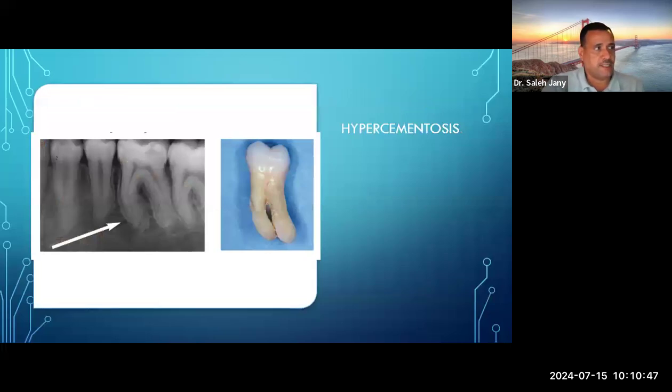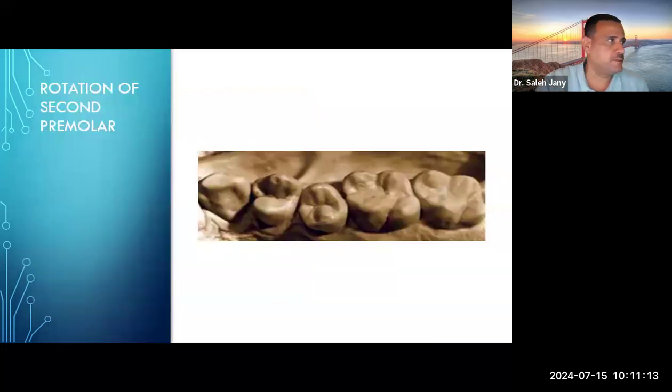Hypercementosis. This is like a nightmare for extraction of the teeth. I've seen it more in African American women. That's why the extraction is very difficult, because the cementum around the root is very thick, and the tooth is so fused to the bone. So extraction is very difficult. You have to remove the bone around it, and it can cause a fracture. Hypercementosis.